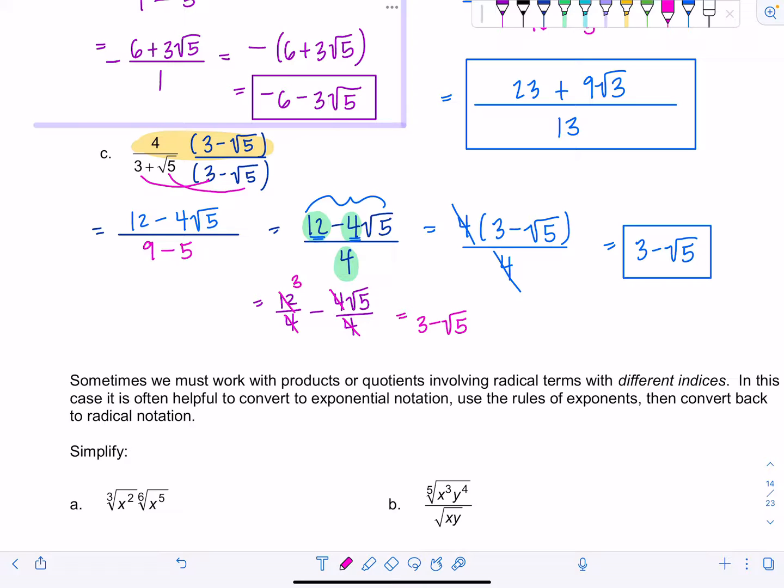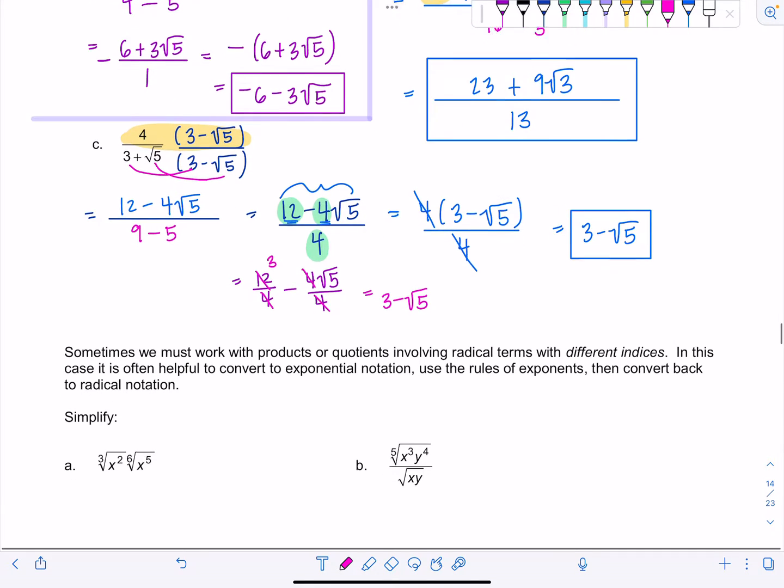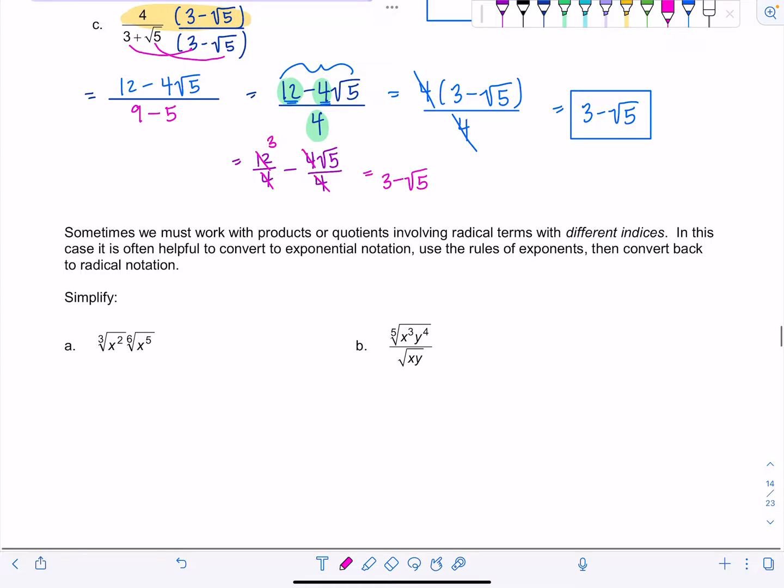Good. And then one other idea is working with products or quotients that have radical terms with different indices. So in this case, it's often helpful to convert to exponential notation. So rewriting without the radicals and writing things as rational exponents. Clean it up and then go back to radical notation. It sounds way worse than it is. I'll show you right now what to do.